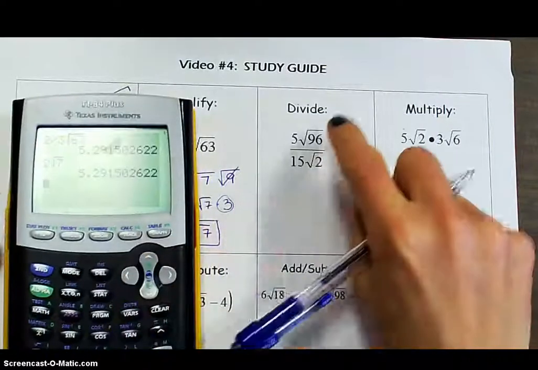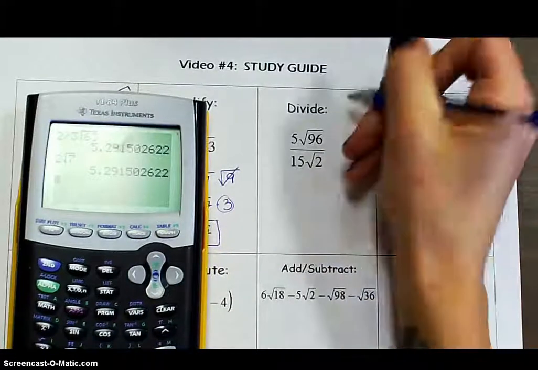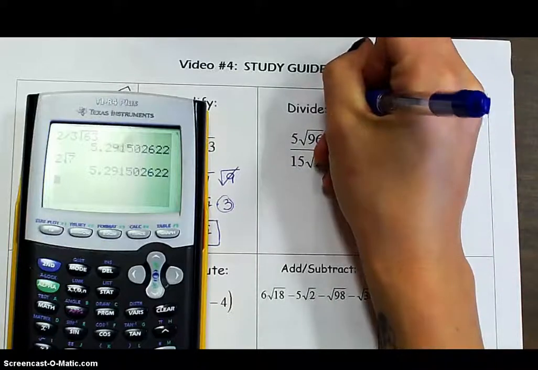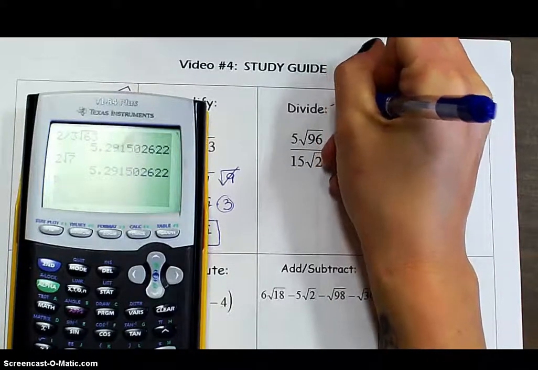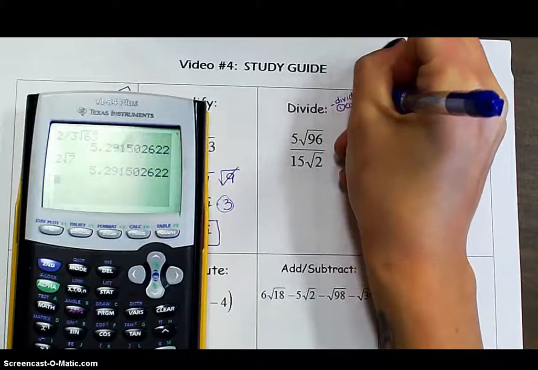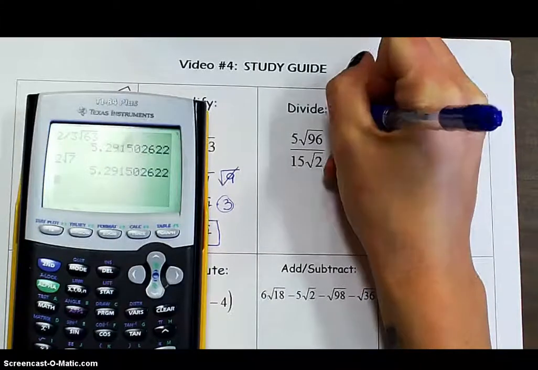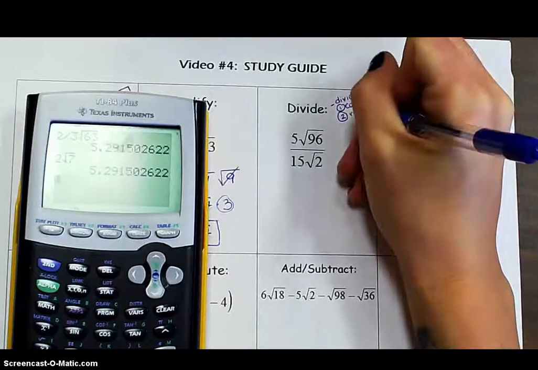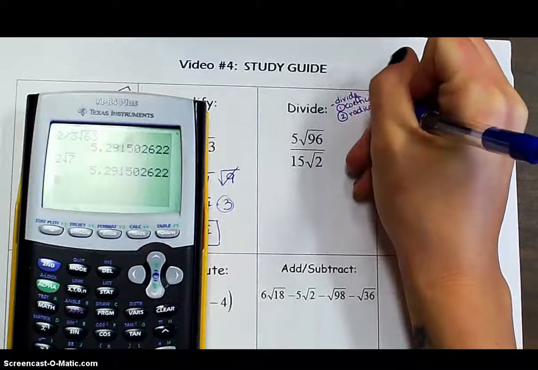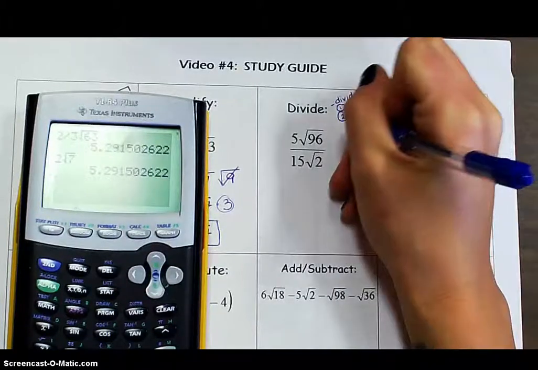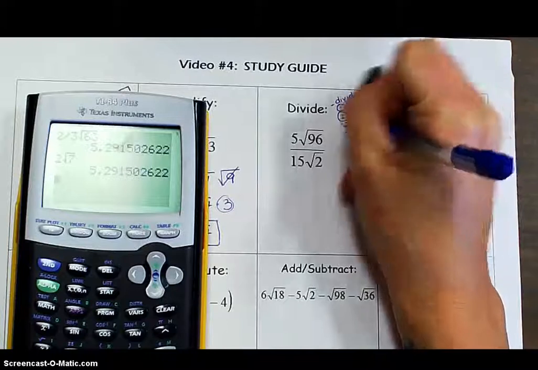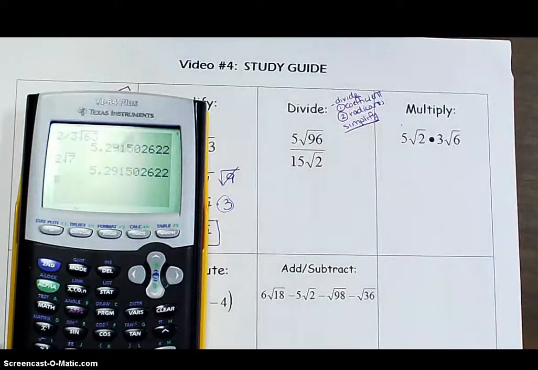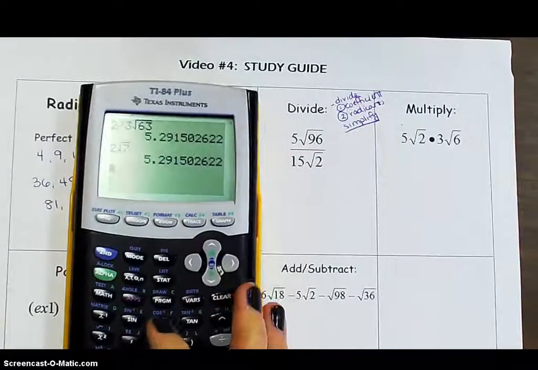Okay, next up, we learned how to divide. So when you divide, number 1, you're going to divide the coefficients first. Step 2, then you're going to divide the radicands. And then you're going to simplify at the end if you can. So simplify comes last. Okay, so let's go ahead and give this a try.